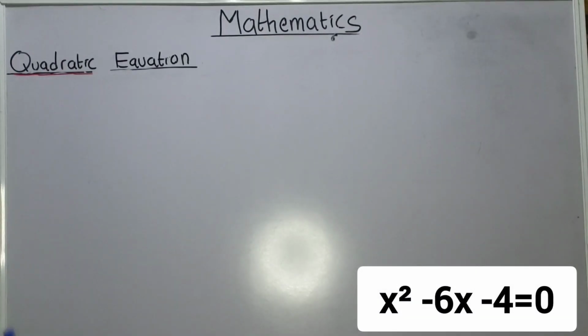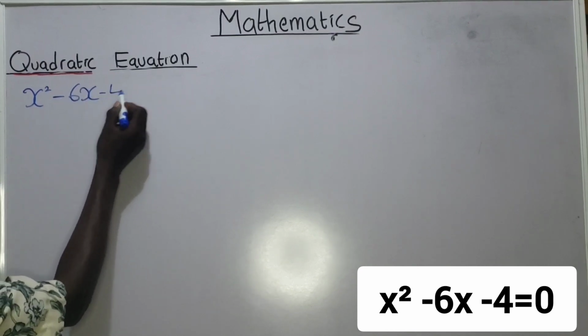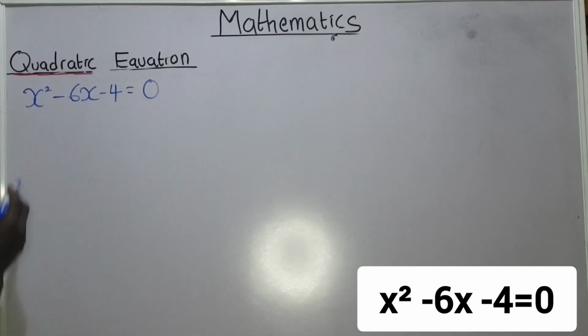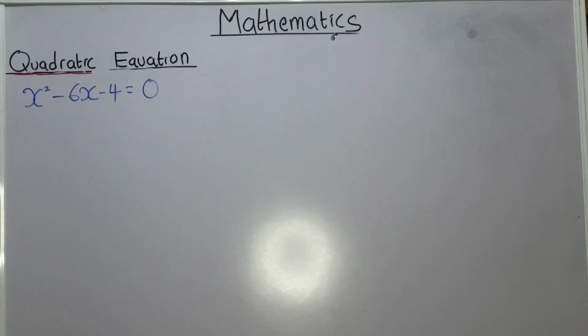x squared minus 6x minus 4 equals 0. This equation is not factorizable because it doesn't have a perfect square. So in an attempt to solve this equation, we make use of the completing the square method or the general formula. But in this class, we're going to be focusing on the completing the square method. So let's start. How do we solve this equation using the completing the square method?